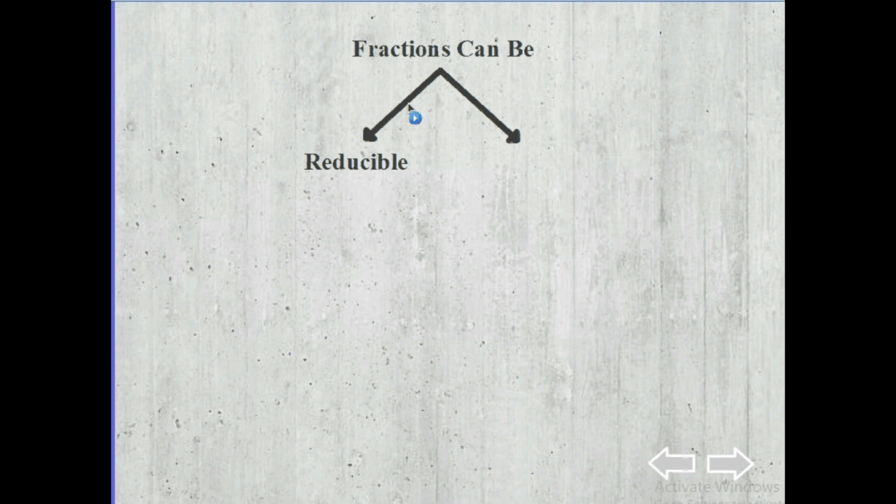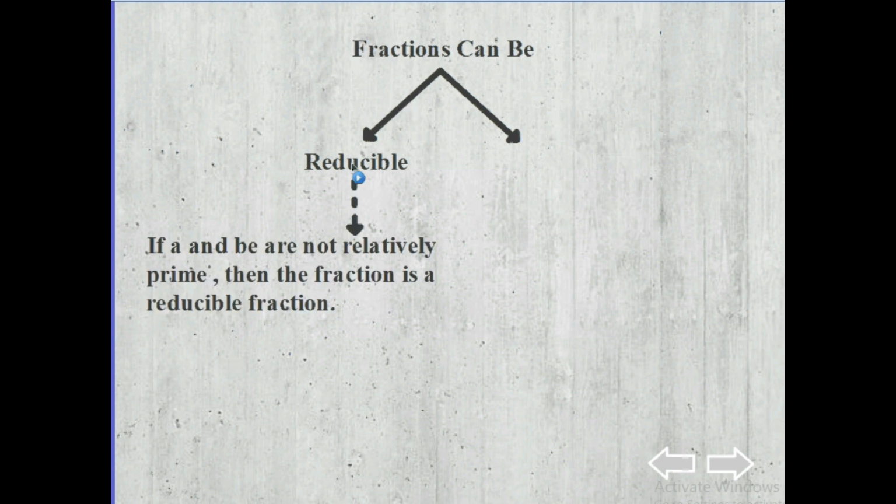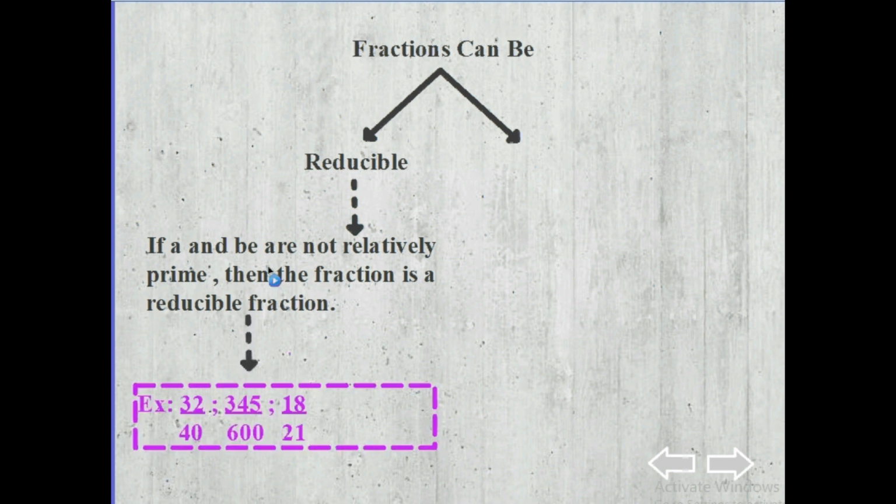Fractions can be reducible. If a and b are not relatively prime, then the fraction is a reducible fraction. Example: 32 over 40. Both 32 and 40 are even, so I can divide both the numerator and denominator by 2. 345 over 600. Both the numerator and the denominator can be divided by 5 in this case. 18 over 21. Both the numerator and denominator can be divided by 3, since 8 plus 1 is equal to 9 and 2 plus 1 is equal to 3. 9 and 3 are both divisible by 3.